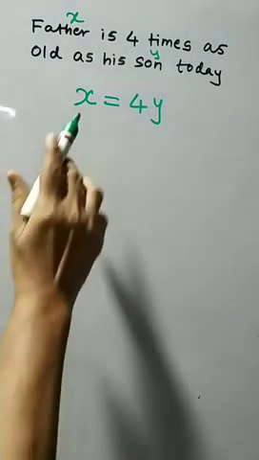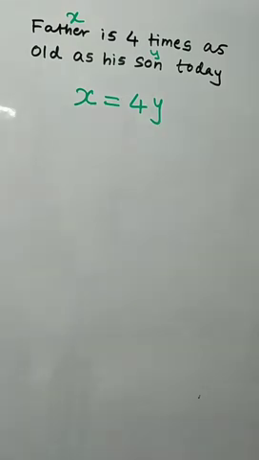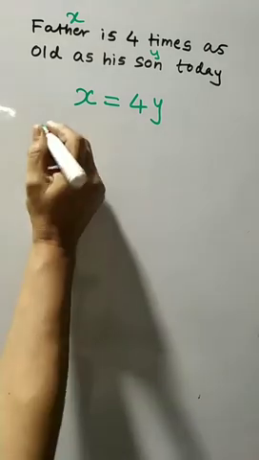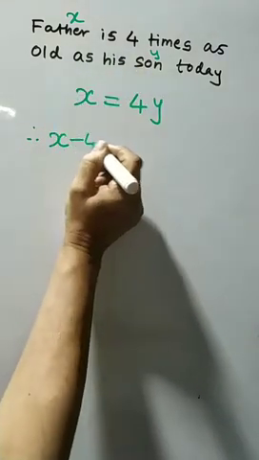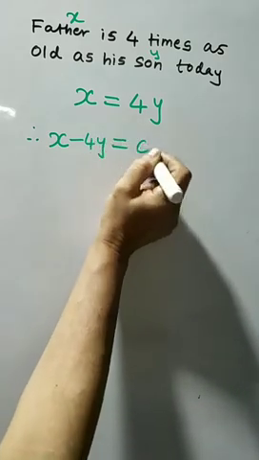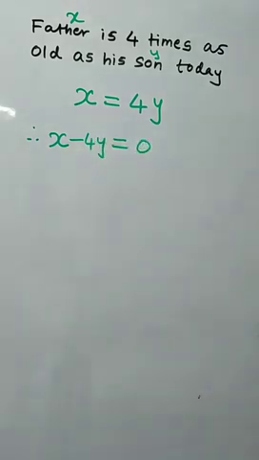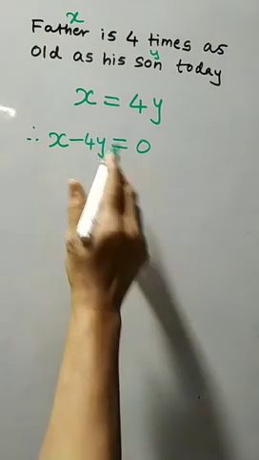Now this x is equal to 4y is not looking like the format of linear equations we have studied. So why not change it in that format? So x, take 4y on this side, x minus 4y is equal to 0. Now does it look like that linear equation? Yes. So this is the equation number 1.